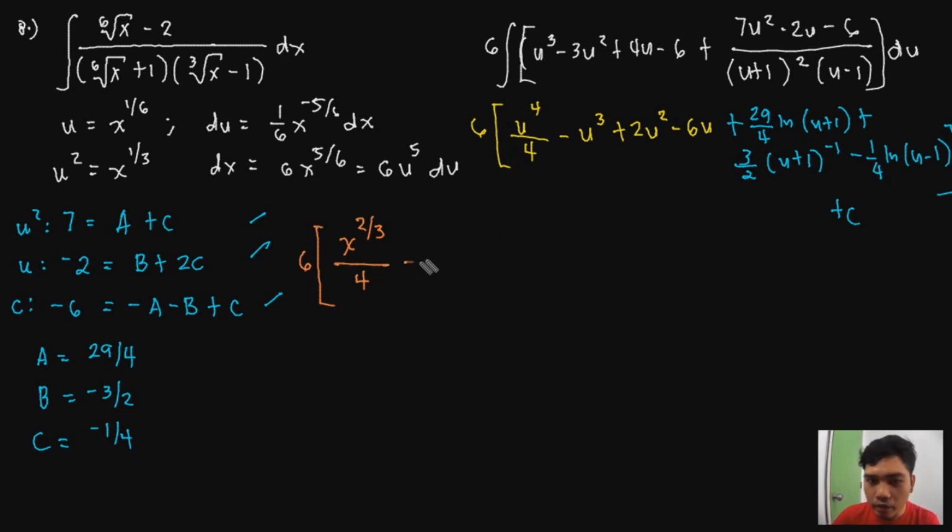Alright, and then minus, this is u cubed, and again that becomes u raised to 1/2. Okay, I mean x, not u but x. x raised to 1/2. And then finally, agad, di pa tapos. So, excuse me, we have plus 2, and then u squared would be x raised to 1/3, and then minus 6 x raised to 1/6. Okay? So medyo mahaba-haba ito.